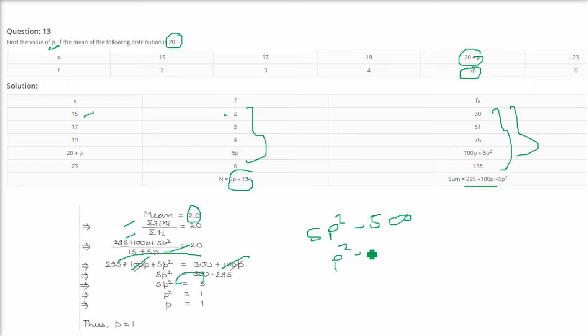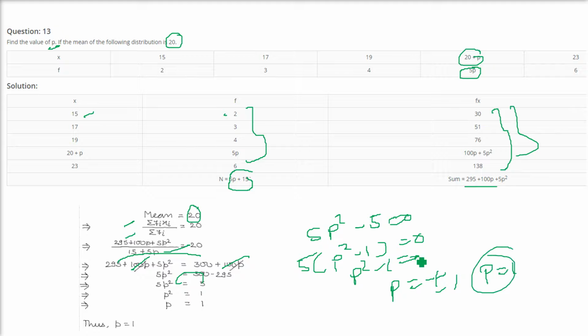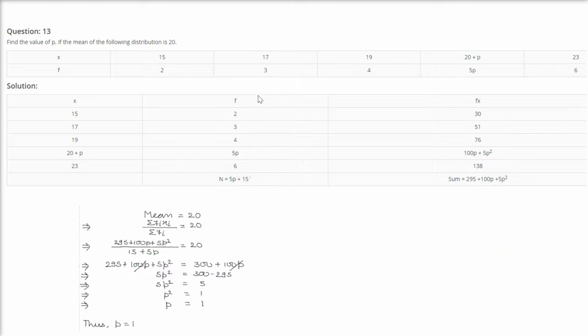So p square minus 1, 5 cannot be 0, so I am taking it out. So p square minus 1 equal to 0, so p can be equal to plus or minus 1. But because we cannot take minus, these are the proper numbers, so we will take p equal to 1. So this is how p will come as 1.